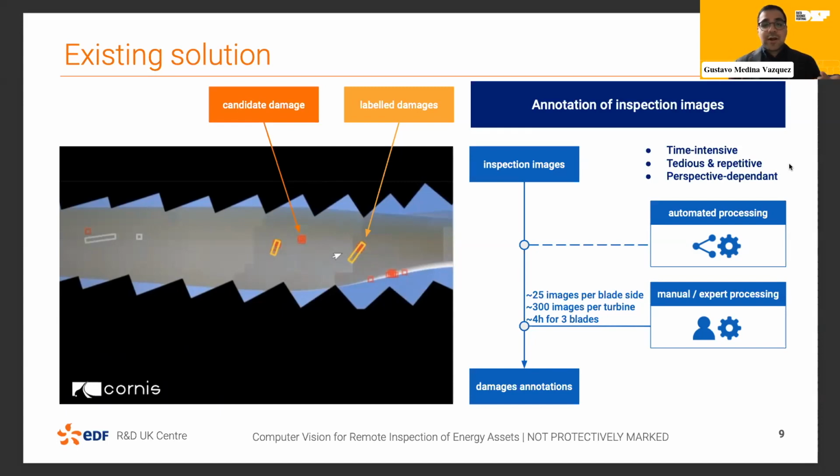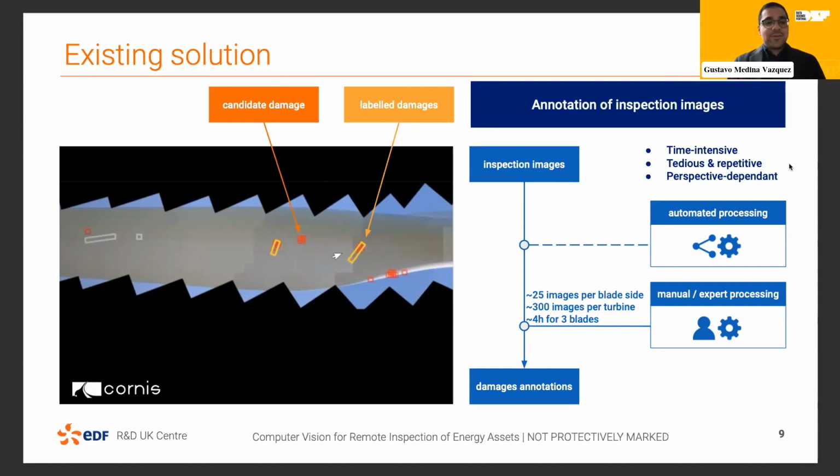It takes approximately 4 hours for an engineer to look at the images from 3 blades. So of course, this is a very time-intensive task. It is tedious and repetitive, and it is also subject a little bit to subjectivity because each engineer may see things a little bit differently. So needless to say, this is not the best use of time for your highly skilled blade engineer.